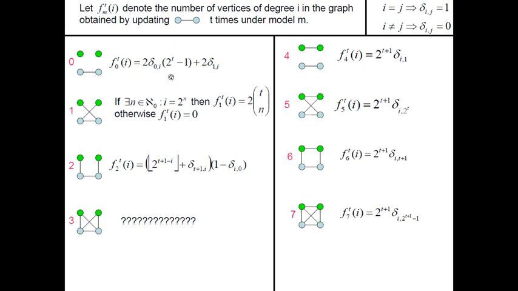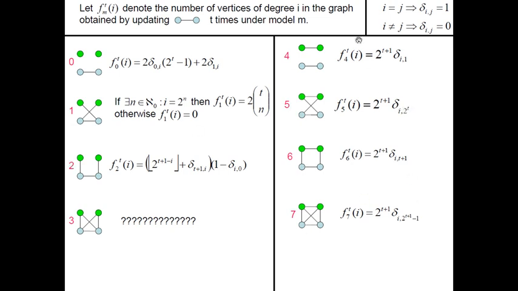And so what all that basically means is that if you can understand how a single edge evolves under these different models, you basically understand pretty much everything, or most things. So these formulas here give the number of vertices which have degree i in these different networks when you evolve from a single edge for t time steps. So here are the formulas for model 0, 1, 2, 4, 5, 6 and 7.